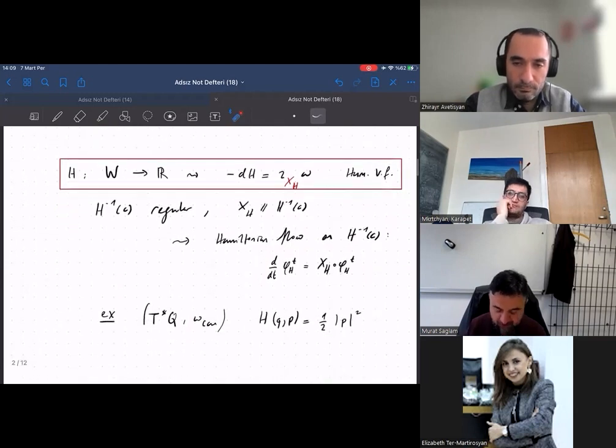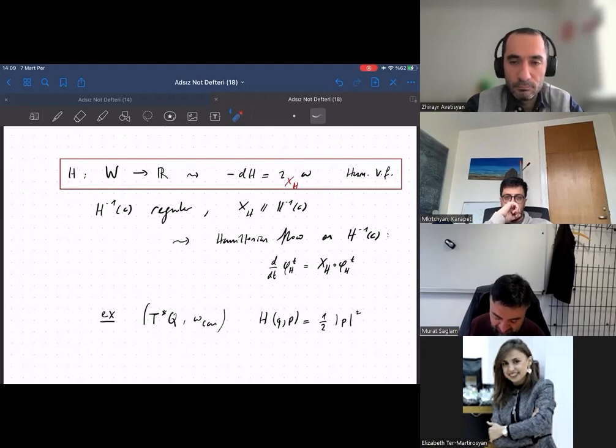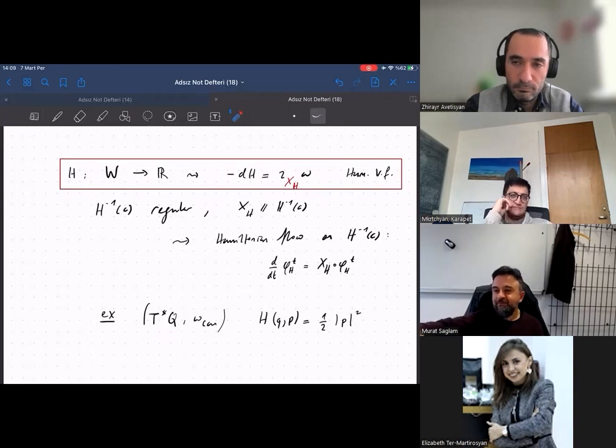So for example, one standard example might be that you take as your symplectic manifold the phase space with the canonical symplectic form, and then you look at the kinetic energy Hamiltonian. Then you have a regular energy level, and the Hamiltonian flow would give you a reparameterization of the geodesic flow.